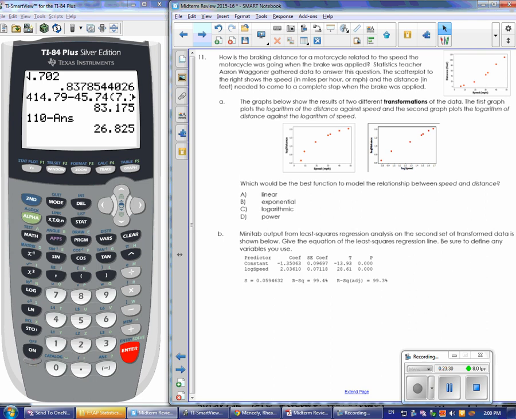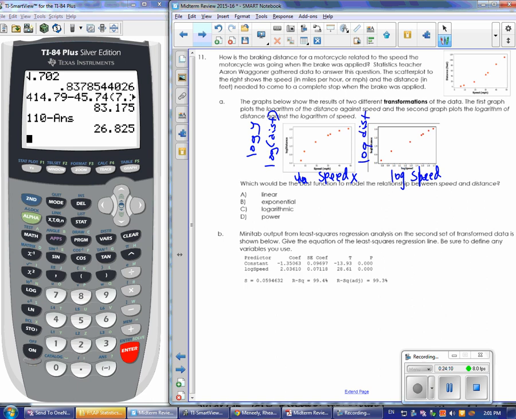So you can see that there is a very slight curve to the data, and so this problem deals with transformations. In letter A, it says the graphs below show the result of two different transformations of the data. The first graph plots the log of the distance against speed. So this is x versus the log of y. And then in the other one, we've got the log of x versus the log of y, so the log of the speed versus the log of the distance.